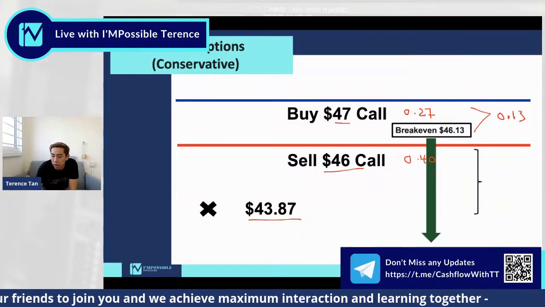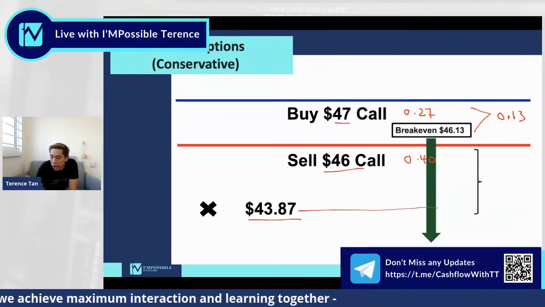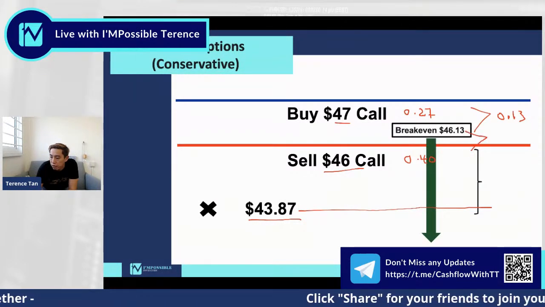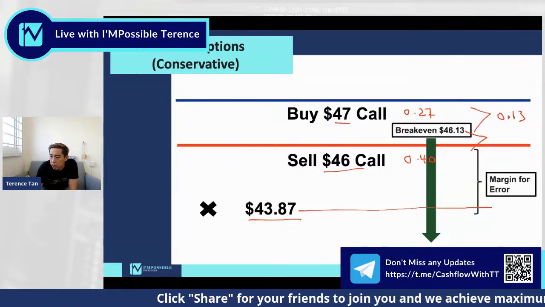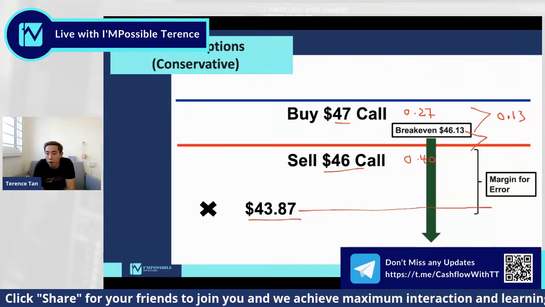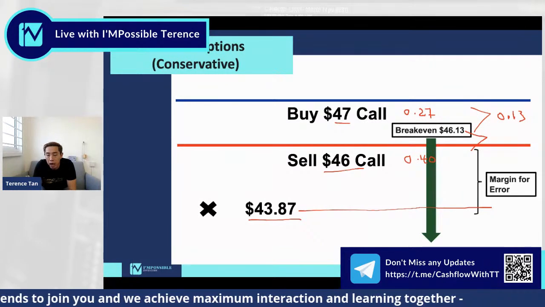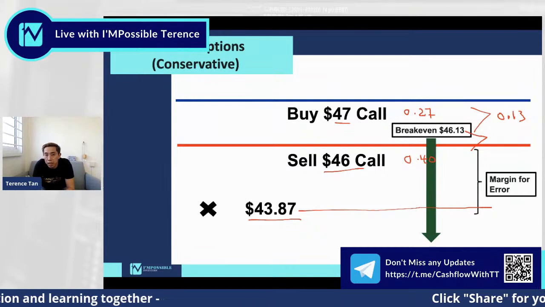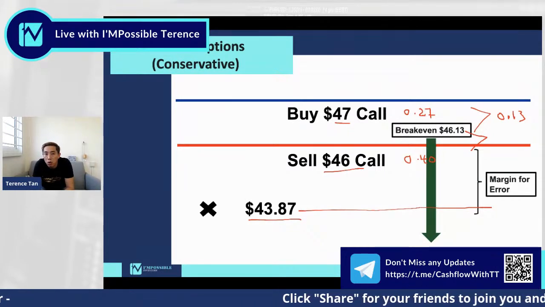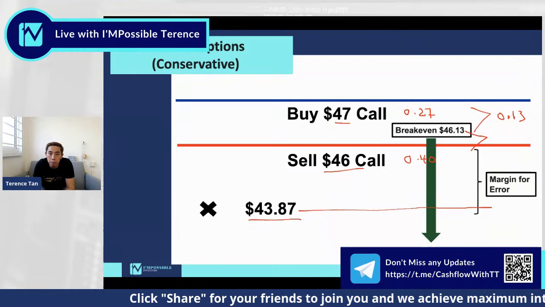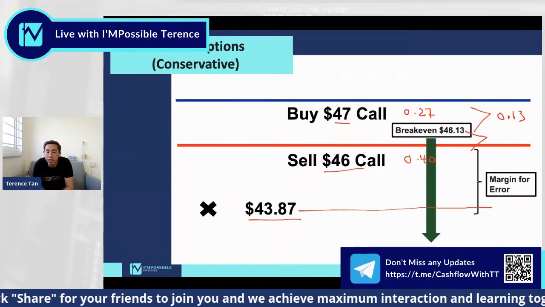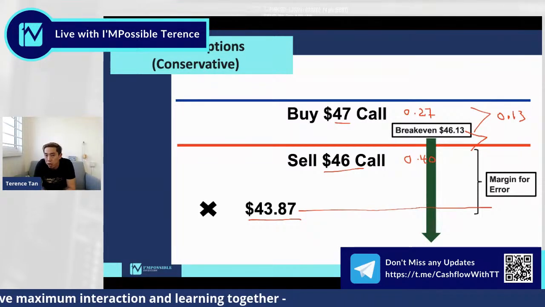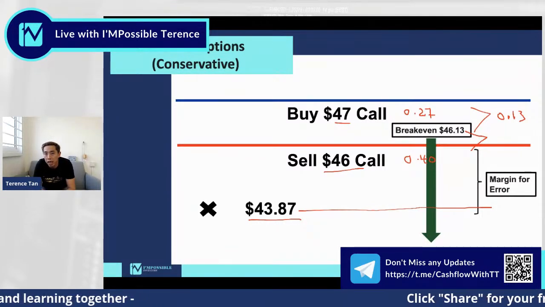Okay, profitability. It also means that anywhere from where the stock price is today up until our break-even price over here, this is where we have our margin for error. Which means if the stock goes up, we can still end up winning on this trade, and it can keep going up all the way to 46.13 before we end up with a break-even scenario. Anything less than that would still mean that the options are going to expire worthless.